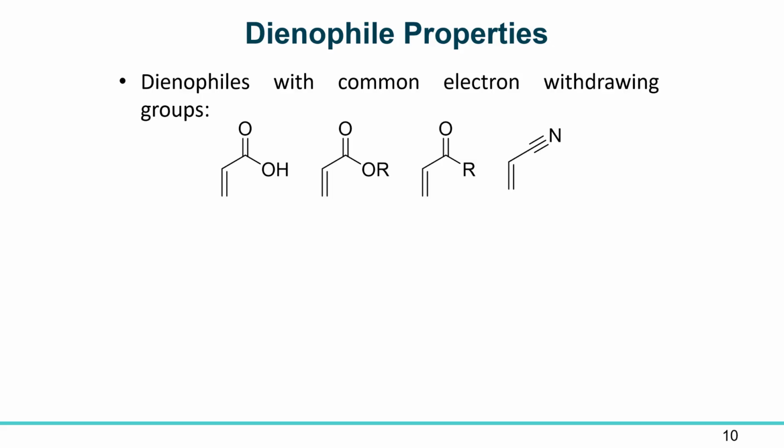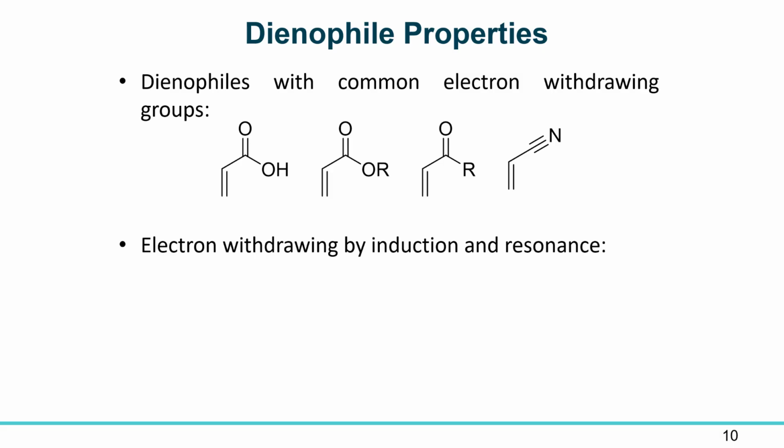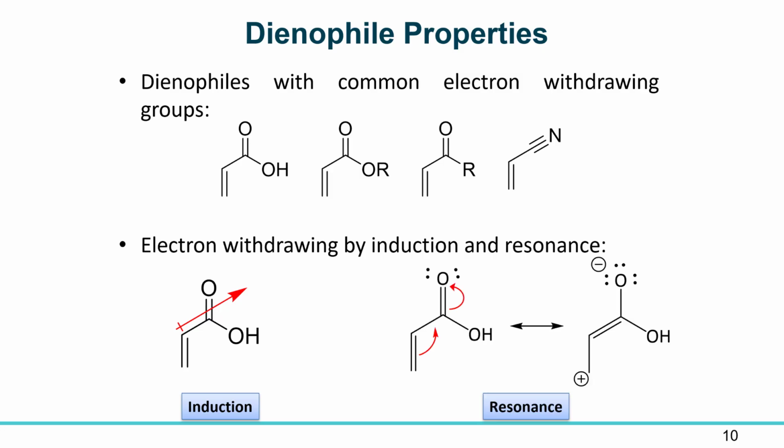Common electron withdrawing groups include carboxylic acids, esters, carbonyls, both aldehydes and ketones, and nitriles. Carbonyl-based electron withdrawing groups can withdraw electron density by both induction, due to their electronegative oxygens, and also by resonance.